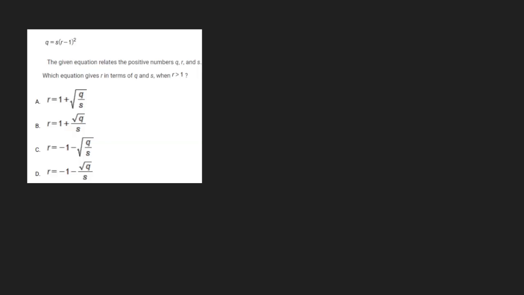Next question. Q equals S times (R minus 1) squared. The given equation relates the positive numbers Q, R, and S. Which equation gives R in terms of Q and S, where R is greater than 1? Well, we can just simply solve for R. So we have Q over S equals (R minus 1) squared. And then we just simply take the square root. So we have R equals 1 plus the square root of Q over S. And that lines up with A. Moving on to the next question.